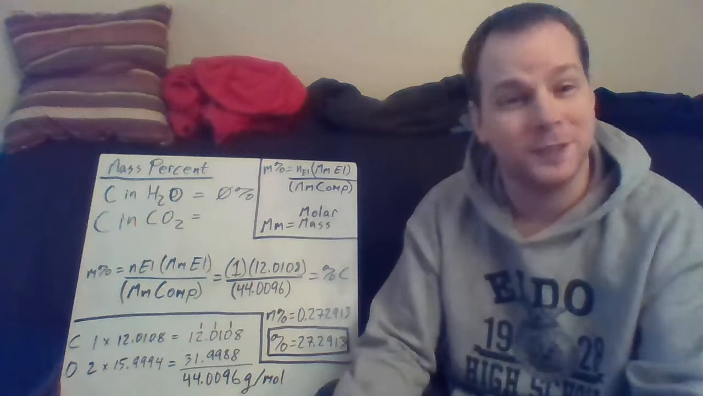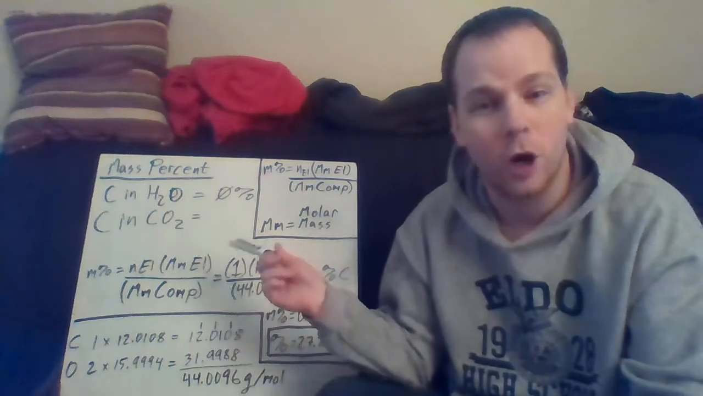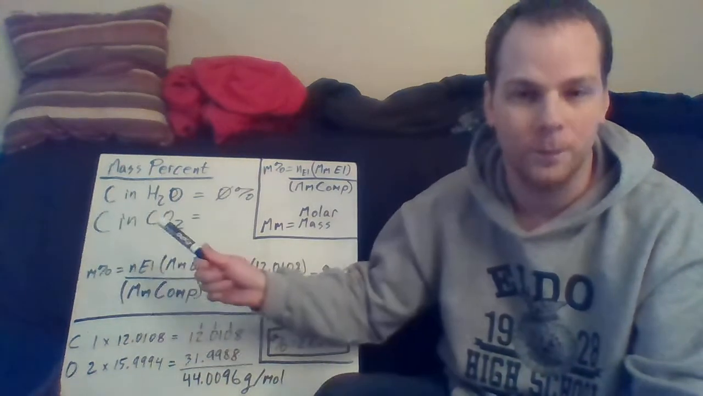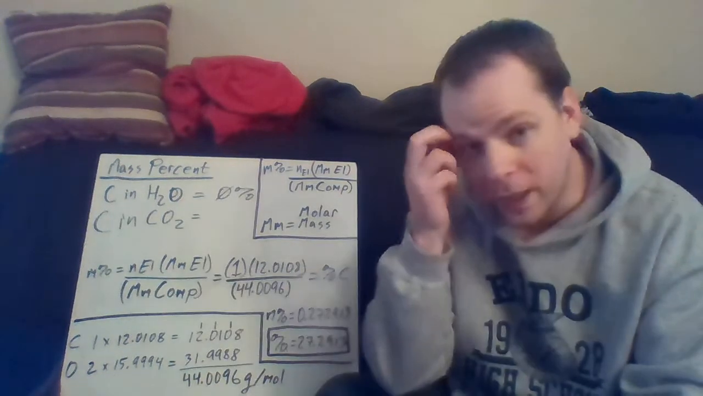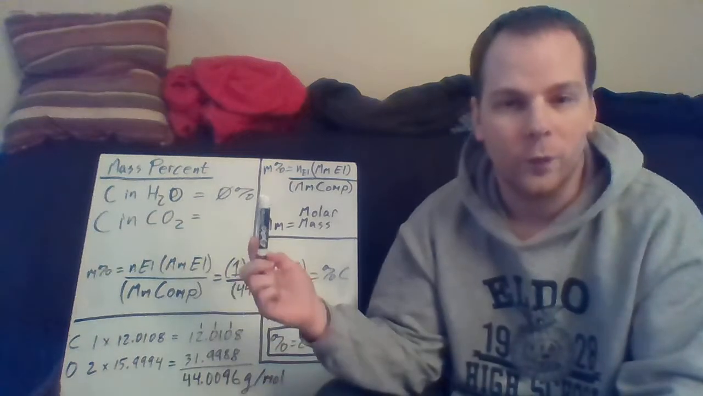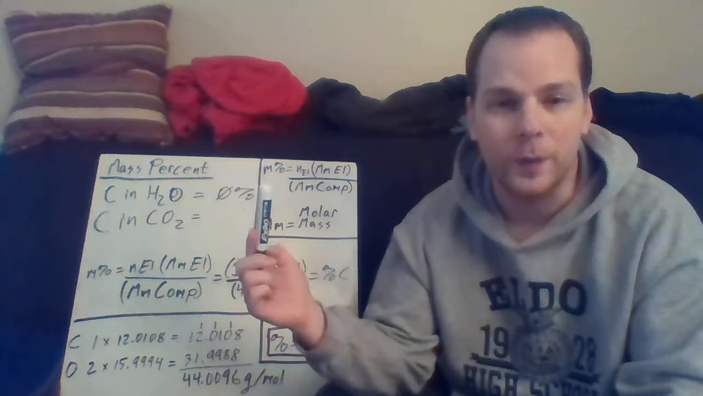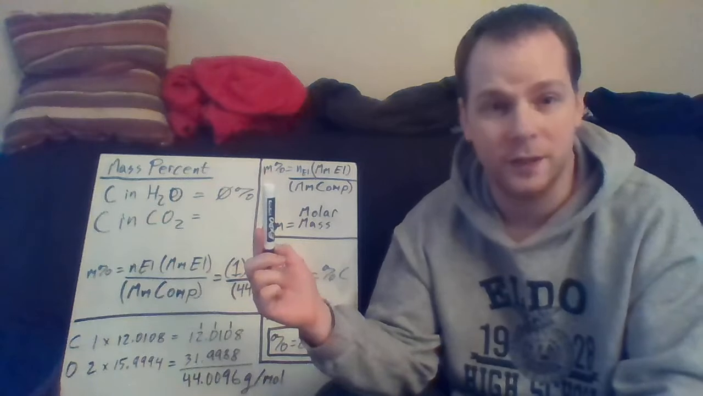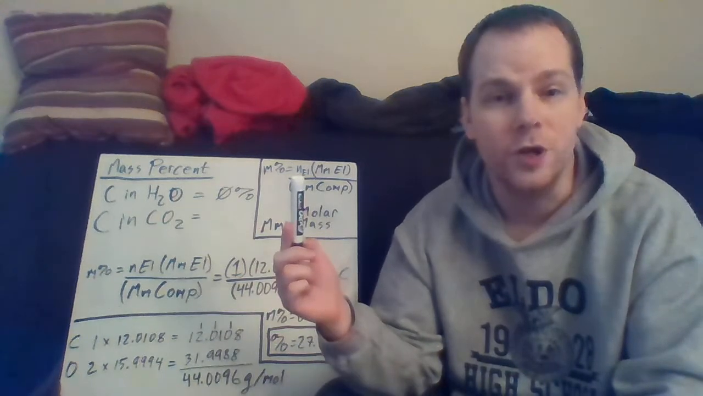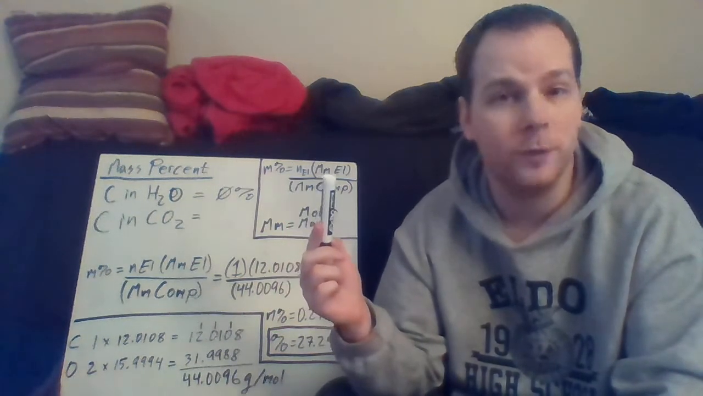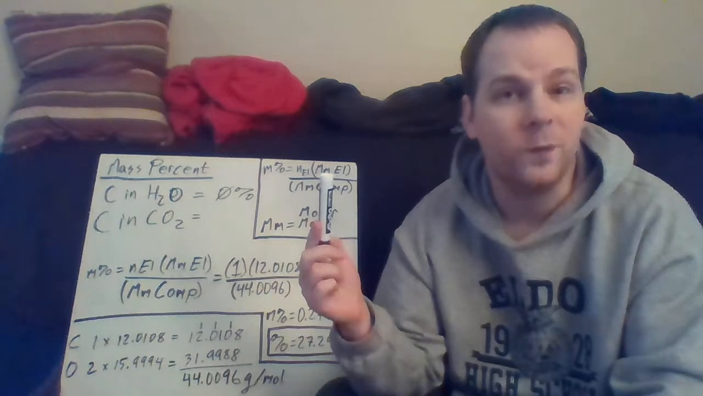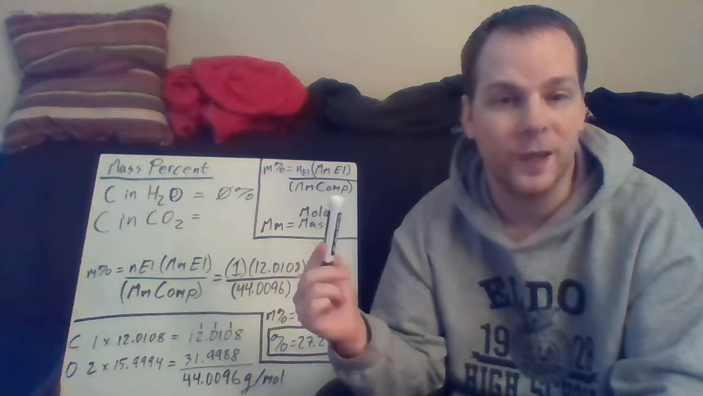So as our actual example, I'm going to use carbon in CO2. This is the equation for mass percent. The mass percent is calculated by taking the number of the element you're looking for times the molar mass of that element and dividing it by the molar mass of the compound.